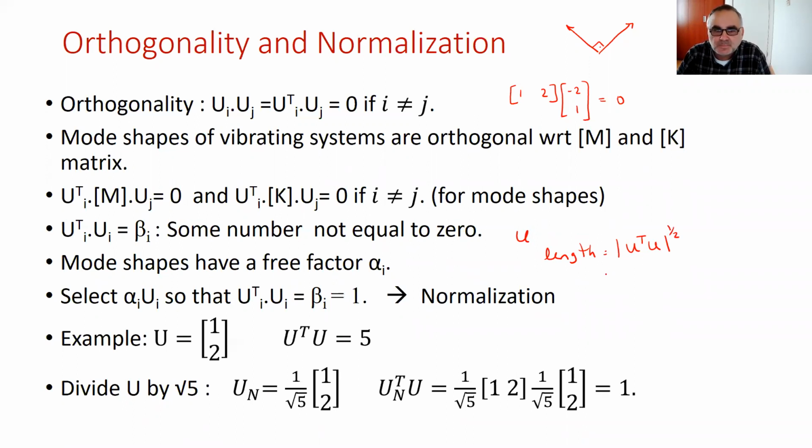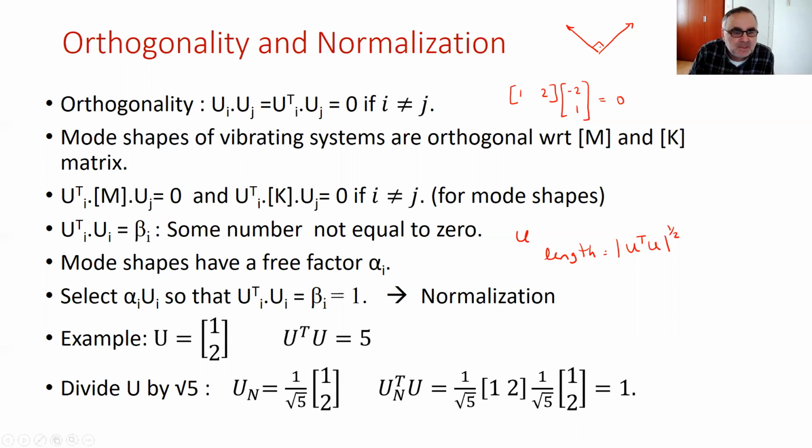Okay. Now we want to normalize our vectors so that their length is, sometimes we want to normalize so that their length is 1. How would we do that? We know that the eigenvectors or mode shapes have a free factor, like if u is a vector, alpha times u is another mode shape or another eigenvector. So we select that alpha so that the length of our vector becomes 1. Actually, it looks complicated, but it is not.